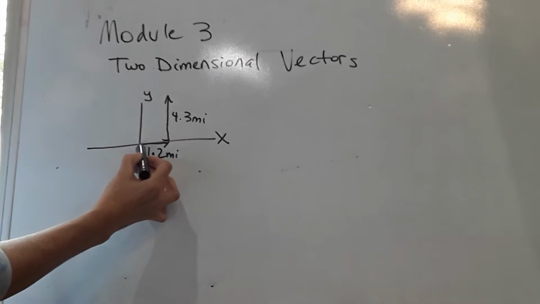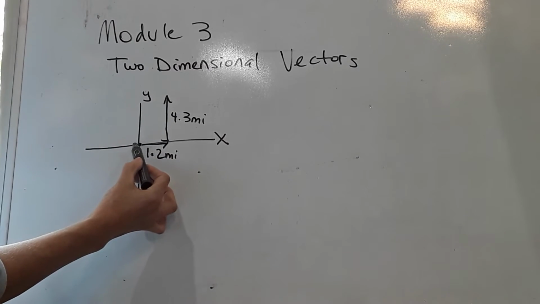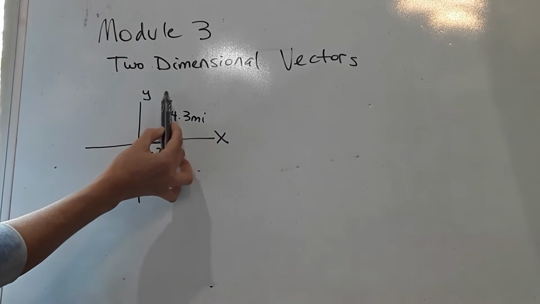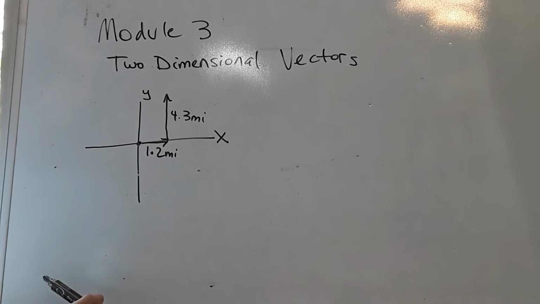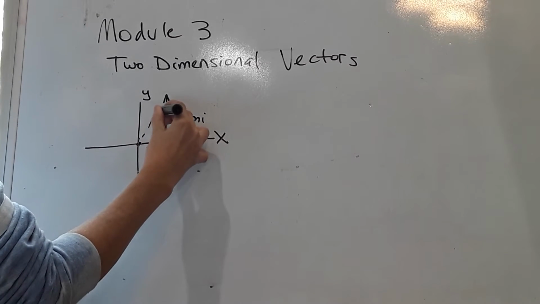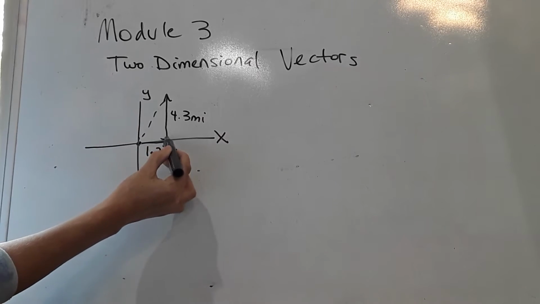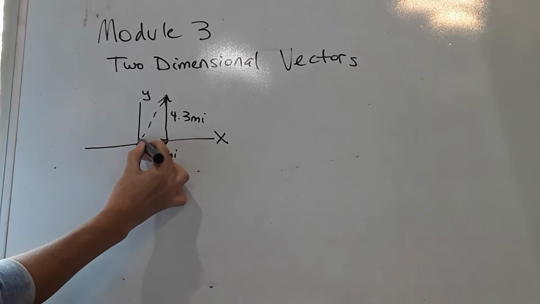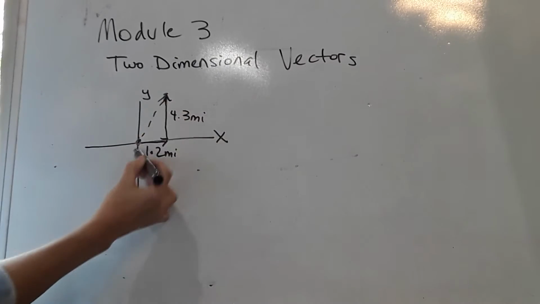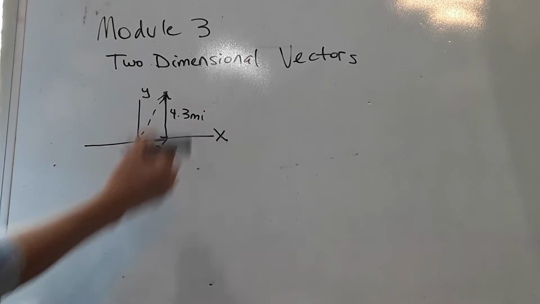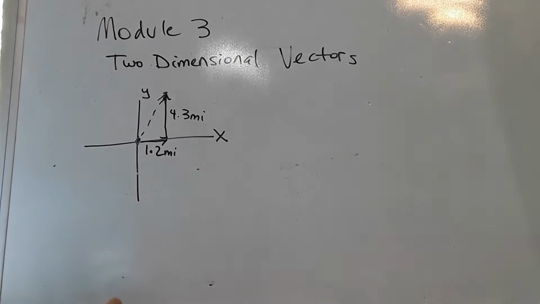So if you were to travel from this point and go 1.2 miles, say to the east, and then travel 4.3 miles to the north, somebody might want to say, what is the resultant vector? And remember, we go tail to tip as we're adding the vectors together. And this resultant from the beginning to the end point is the resultant of those two in that two-dimensional vector.